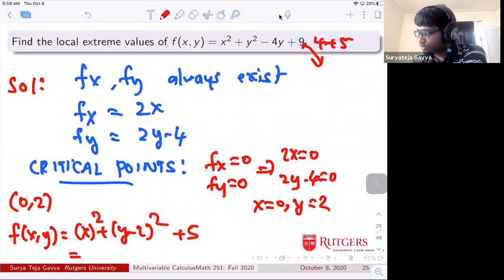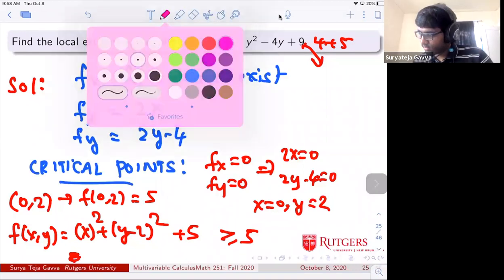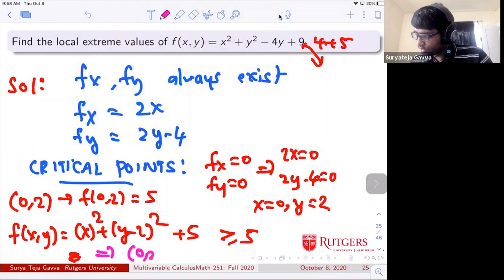Right? The minimum value is 5. This is greater than or equal to 5 always, right? And the value of the function at (0, 2) is what? It is also 5. Okay, that means that (0, 2) is the minimum value. So (0, 2) is a minimum.